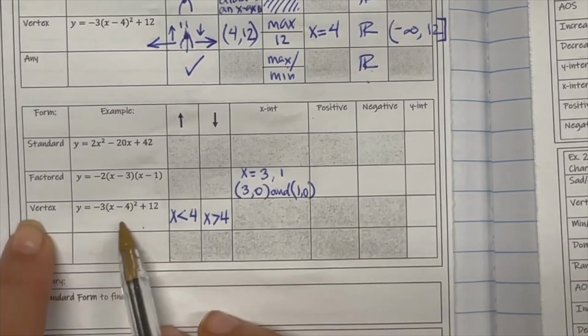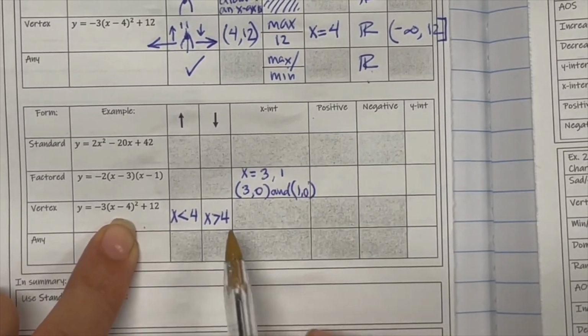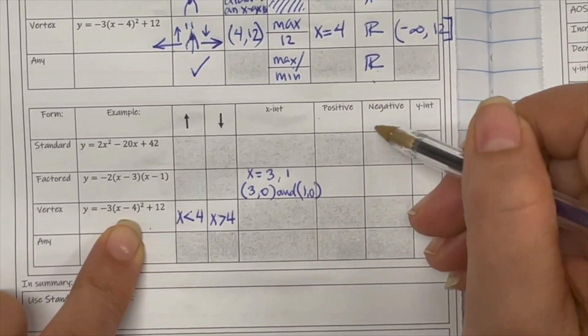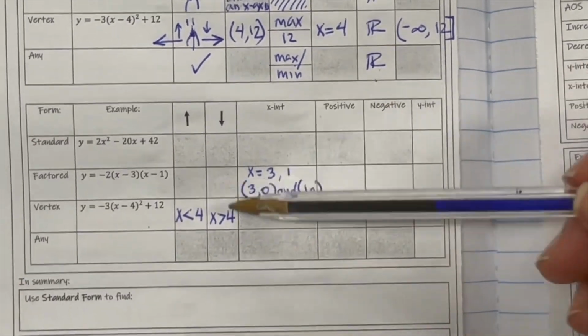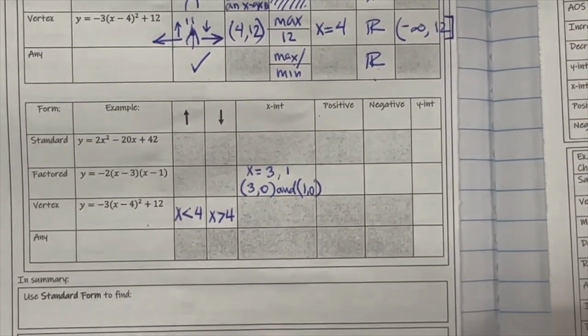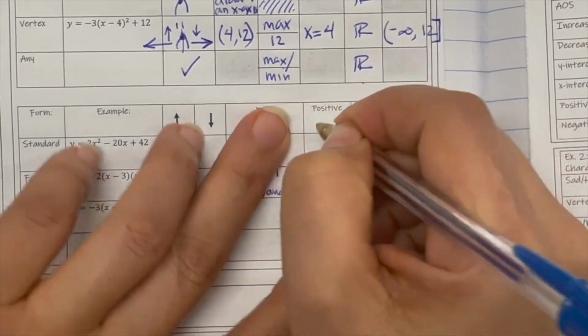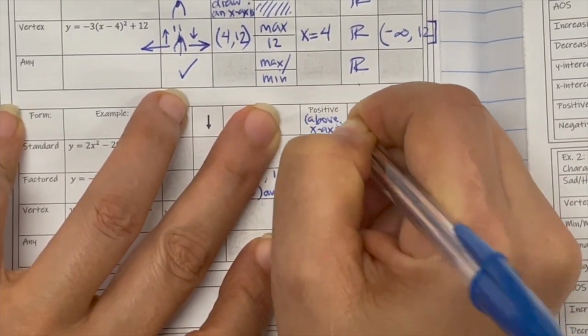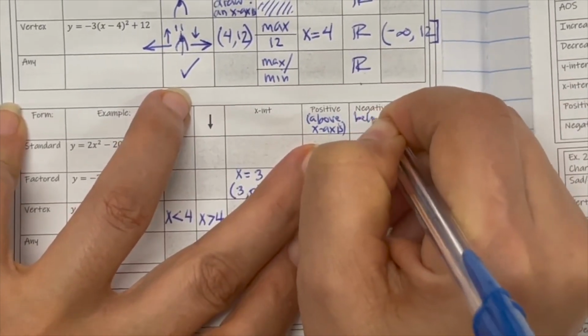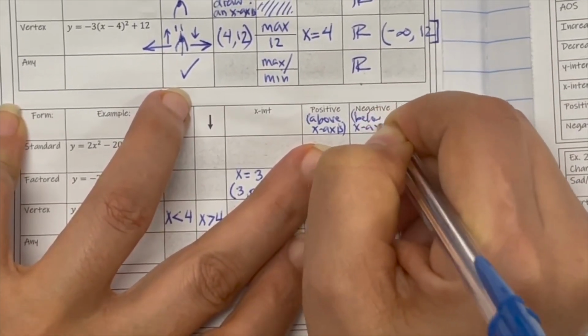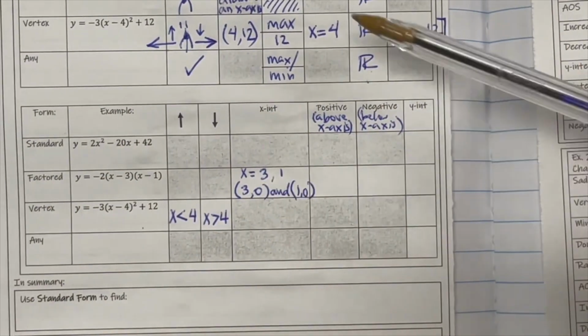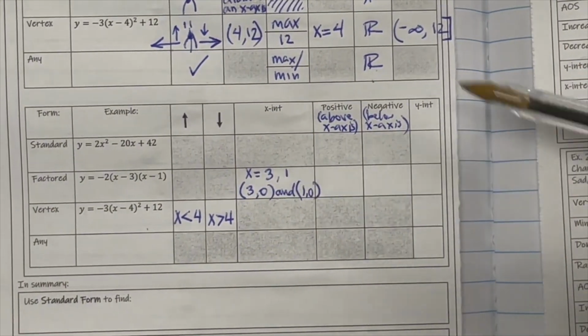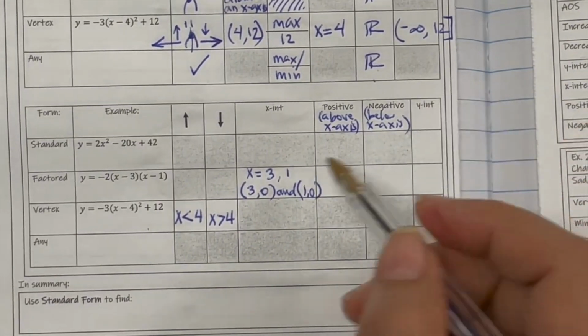Can I find my x-intercept from vertex form? Not by looking. I can calculate, but not by looking. All right, if it's positive or negative, that means is it above the x-axis or below the x-axis? Okay, so positive, above the x-axis, and negative, below the x-axis. All right, again, I can't tell that unless I know what? What would I have to know? I'd have to know the x-intercepts.